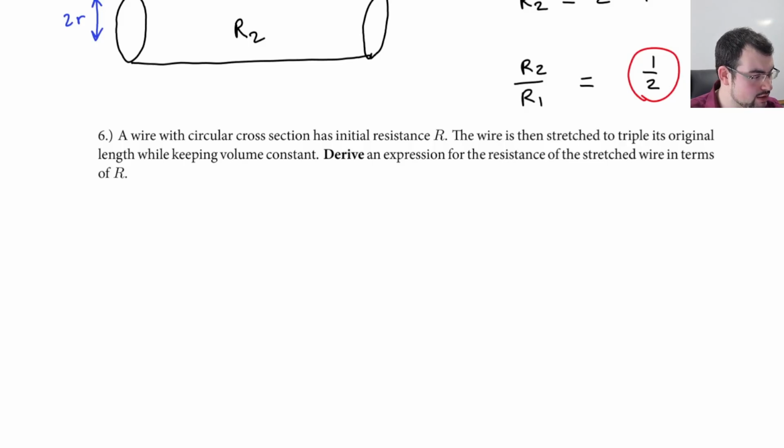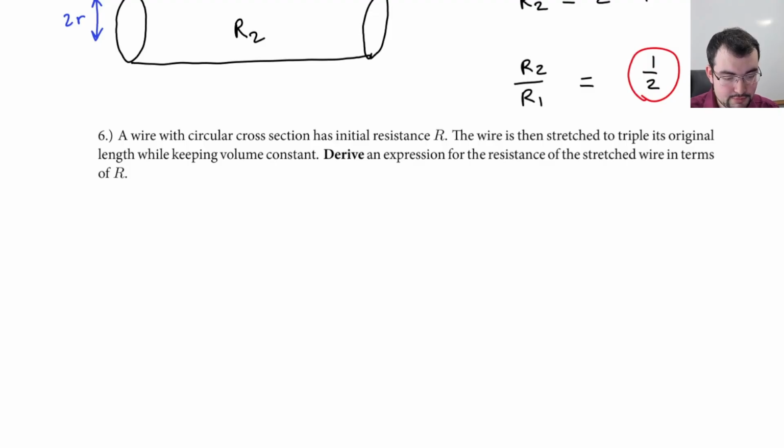And now here's a weird one. I say this is a weird problem because there's a weird twist to it. A wire with circular cross-section has an initial resistance R. The wire is then stretched to triple its original length while keeping the volume constant. Derive an expression for the resistance of the new wire. So think about this as like a strip of Play-Doh. That's what it means by keeping the volume constant.